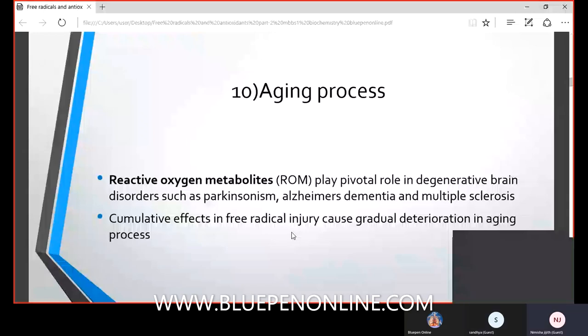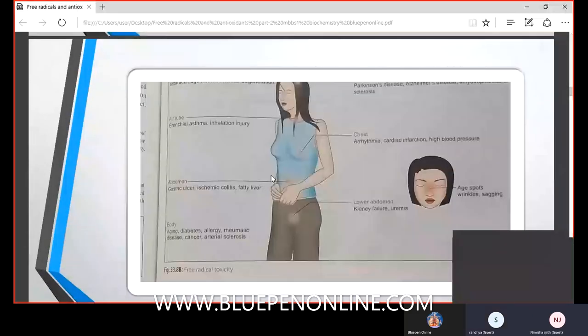About free radicals, you can see this general picture. Abdomen: gastric ulcer, fatty liver. Air tube: bronchial asthma, inhalation injury. Eye: cataract. Chest: cardiac infarction, high BP, arrhythmia. Brain: Parkinson's disease, Alzheimer's disease, multiple sclerosis, age spots, wrinkles, sagging. Lower abdomen: kidney failure, uremia. Altogether the body: aging, diabetes, allergy, rheumatic disease, cancer, and arteriosclerosis. This is an overview of free radical toxicity.